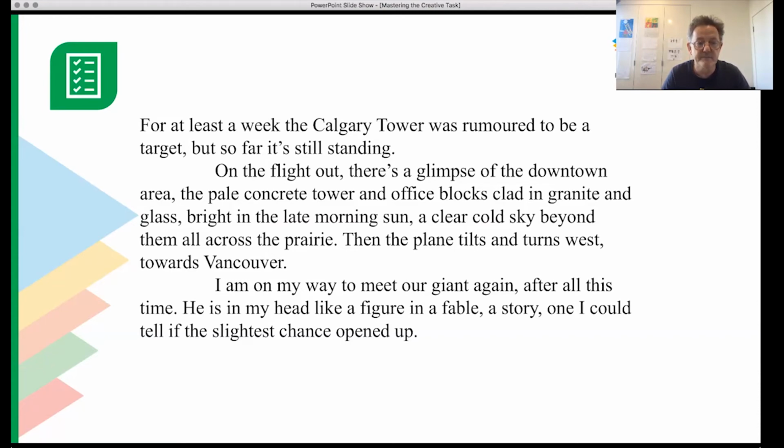After all this time, he is in my head like a figure in a fable, a story, one I could tell if the slightest chance opened up.